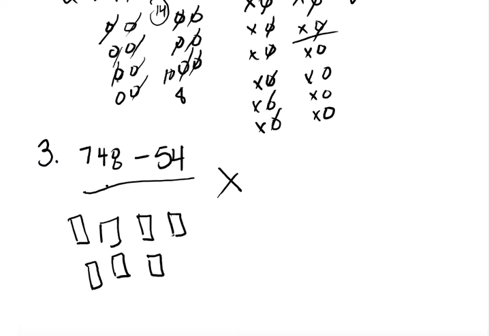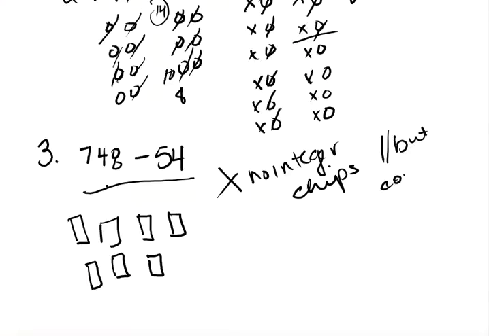So I have hundredths tiles. So we'll say no to integer chips, but we could use tiles. That's another visual way that isn't integer chips, but is another visual representation. So these are my hundredths tiles. We'll paint them in so that we can identify them between our tens tiles.